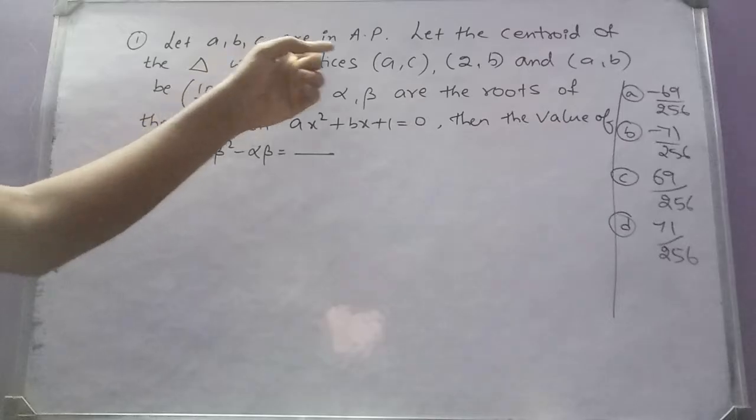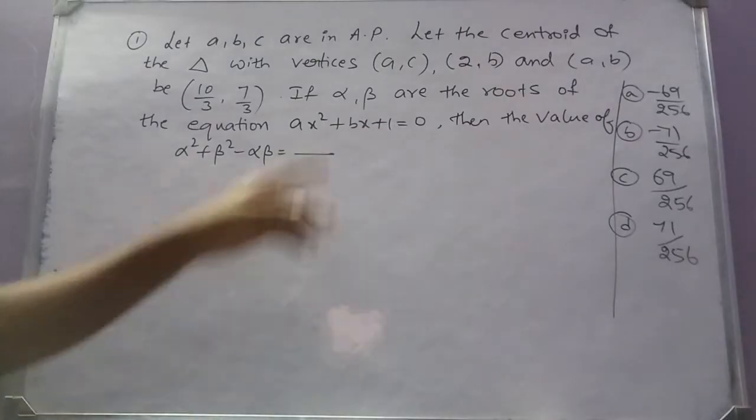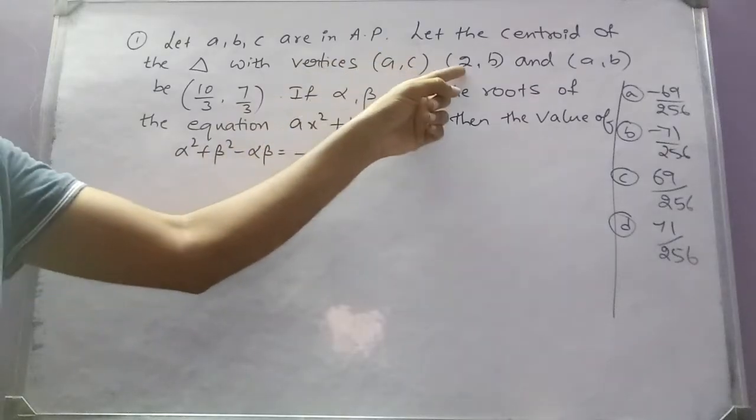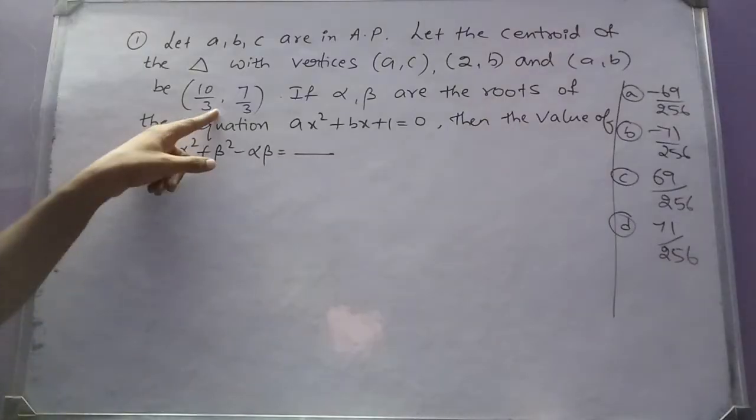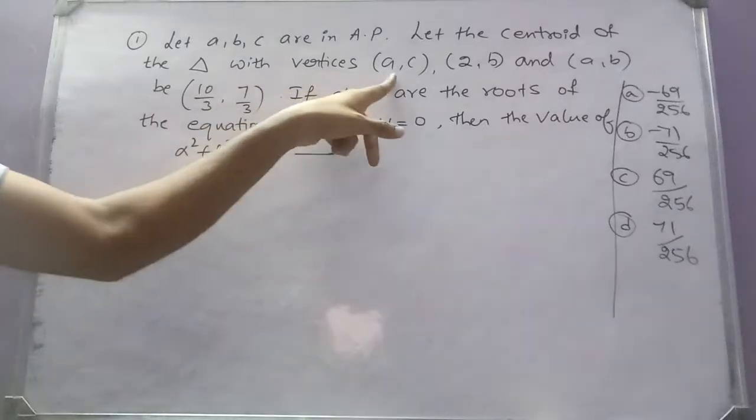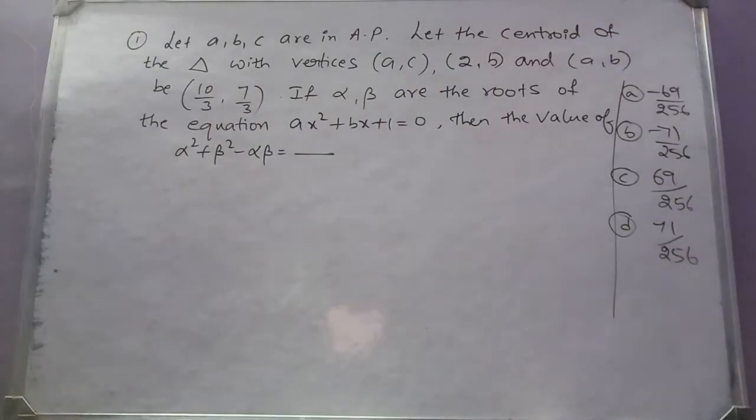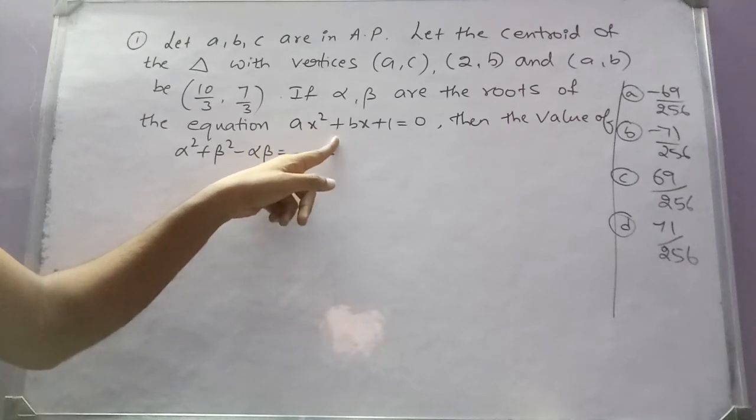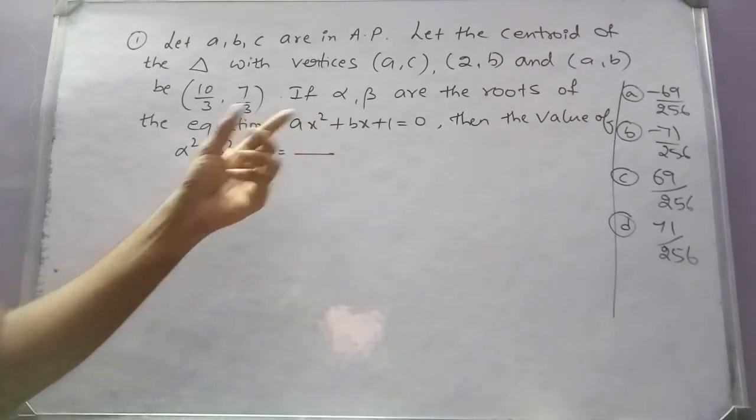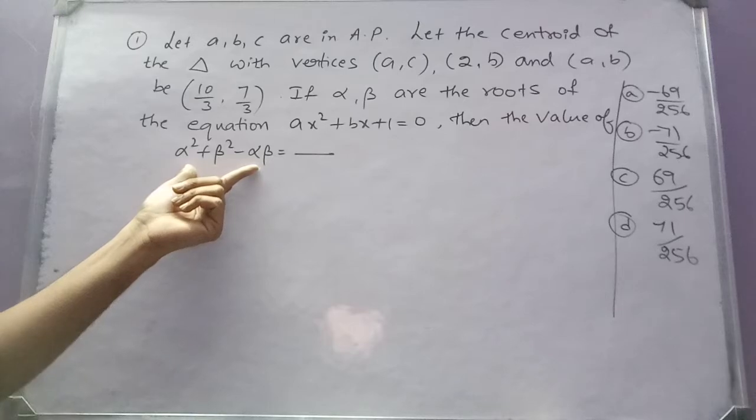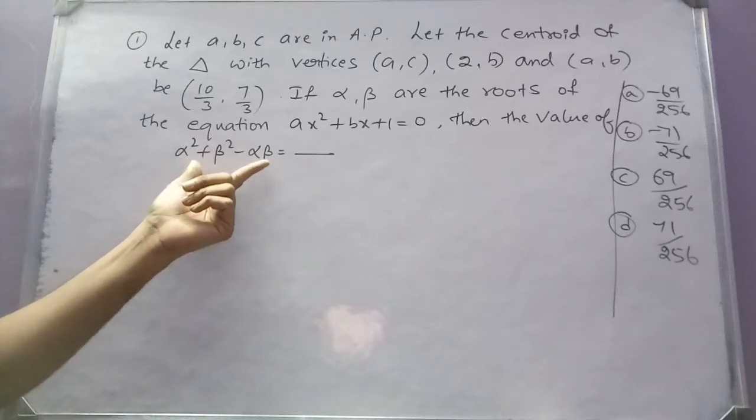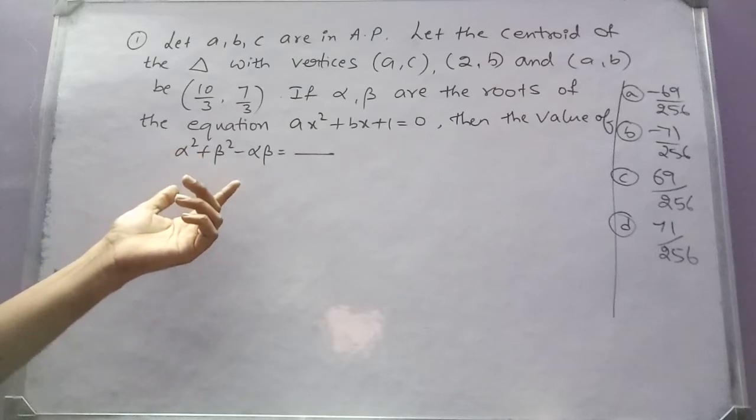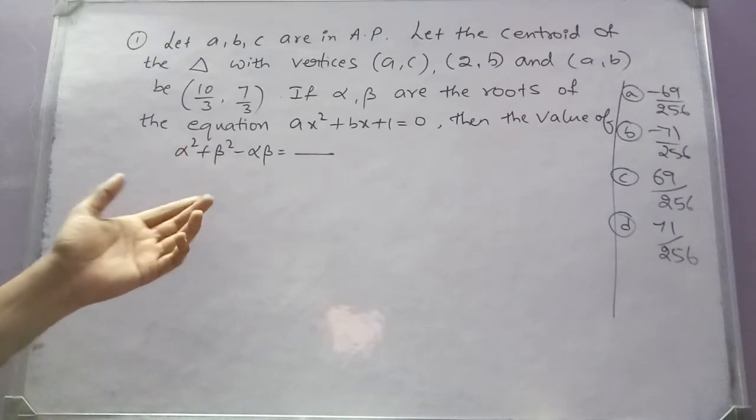Let a, b, c be in AP and let the centroid of the triangle with vertices (a, c), (2, b) and (a, b) be this. They have given the centroid and they have given the 3 vertices of the triangle also. And next, if alpha, beta are the roots of the equation ax square plus bx plus 1 equal to 0, then we are supposed to find the value of alpha square plus beta square minus alpha beta. So one more question which is using the symmetric function of roots. So this is the 4th question in this list.